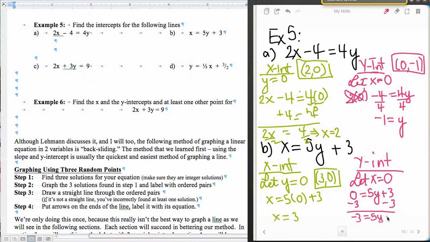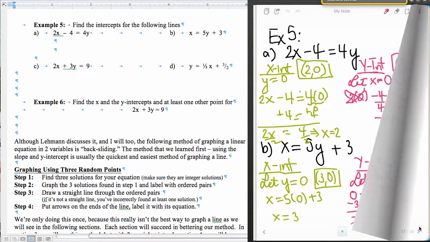And of course then what I want to do is multiply by the reciprocal of the 5 because I'm wanting to solve for y. And now I know my y-intercept. So when x equals 0, my y-intercept is a negative 3/5. And yes, it's perfectly acceptable that a y-intercept is not an integer. It can be a fraction, as this one's turned out to be.